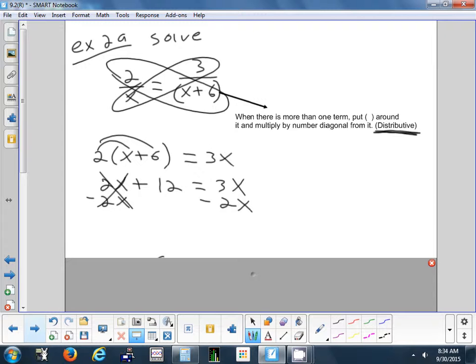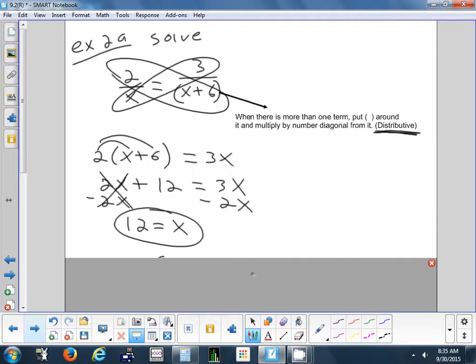Okay, and on the left-hand side, Logan, what's on the left side now? The left side is just 12. And the right side? 3x. I don't think it's 3x. 1x. Yeah, just x. Okay, and that's it. The answer here is 12.